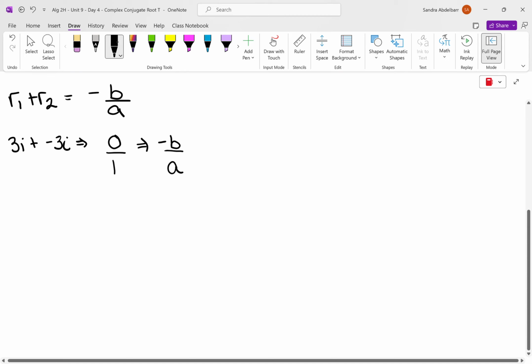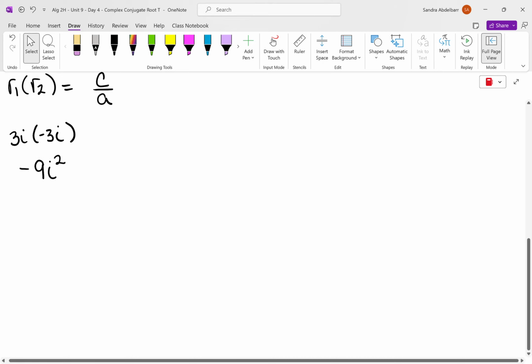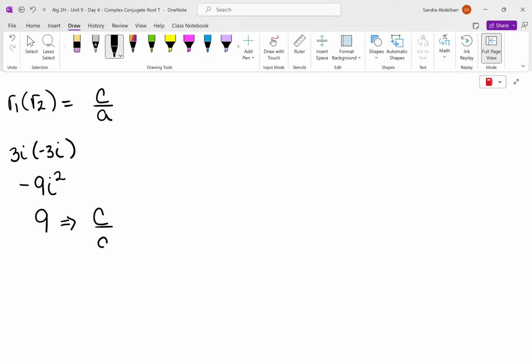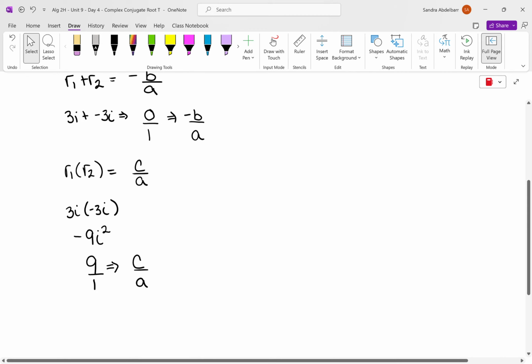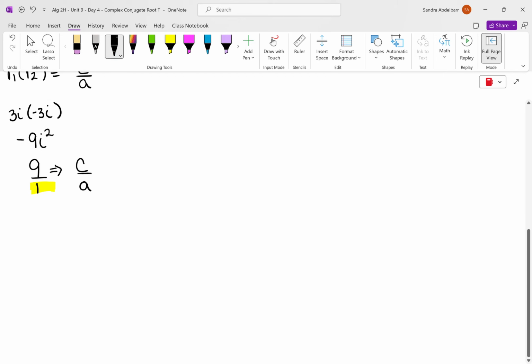Now I'm going to find the product of these 2 roots. So we know R1 times R2 will give us c over a. 3i times negative 3i is going to be negative 9i squared. And we know negative 9i squared will be positive 9, which will give us c over a, so 9 over 1. I want to make sure my a's are the same. Are my a's the same? Yes. So we are set to write out our quadratic.